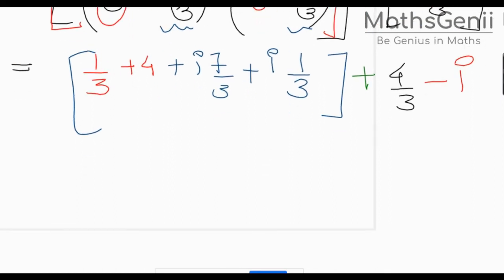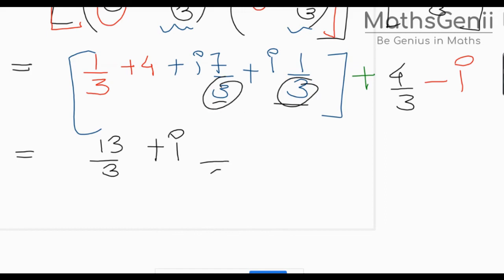Now let's concentrate inside the bracket quickly. 1/3 plus 4. 4 threes are 12. 12 plus 1, 13. So this will become 13/3 plus i, you can add. i as it is, 7/3 plus 1/3. 3 is common. 7 plus 1, 8. Okay, plus this as it is. Now I have solved the bracket.